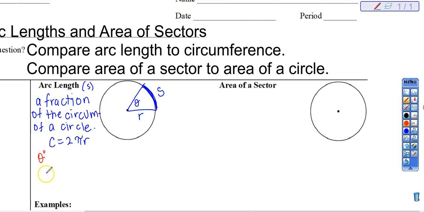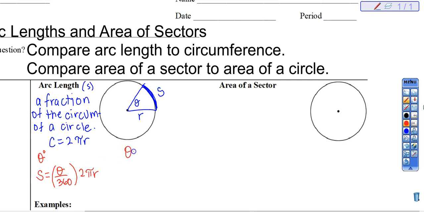If theta is given to me in degrees, then I can say that the arc length is equal to theta divided by 360. That's our fraction of the whole circumference, times the circumference, or a percentage of the circumference. So if theta is given to us in degrees, this is the formula that we could use. And I think it's pretty intuitive if you think of it as just a fraction of the full circumference.